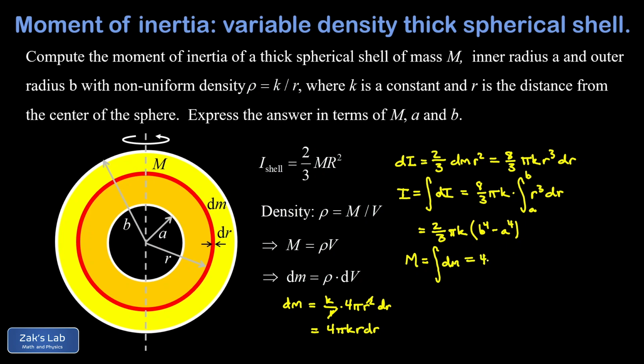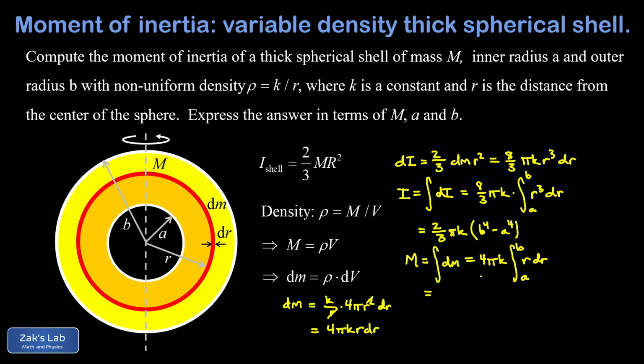So I'm going to move the constants out in front. That's 4 pi k. And then I'm going to sum all these up. And then I have an r dr. And we're summing up all these mass contributions all the way from the smallest value of r to the largest value of r. Again, that's just a to b.